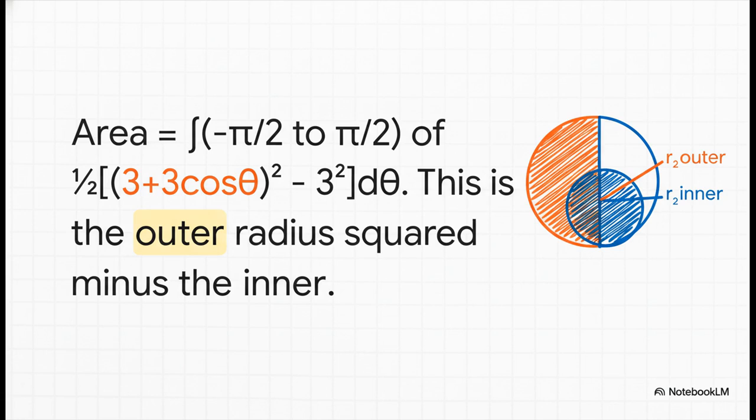Now for step 2, setting up the integral. We're using our area formula. But since we want the area between two curves, we're really just finding the area of the big outer shape and subtracting the area of the small inner shape. So it's the integral of 1/2 times the outer radius squared minus the inner radius squared. The outer curve is the cardioid, and the inner curve is the circle.